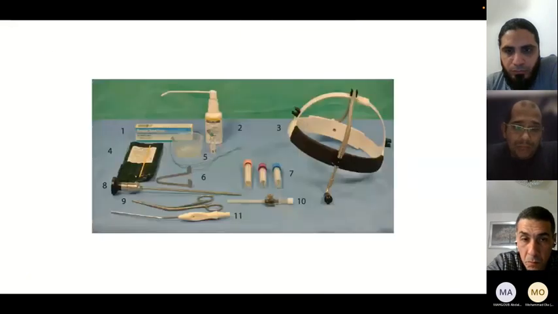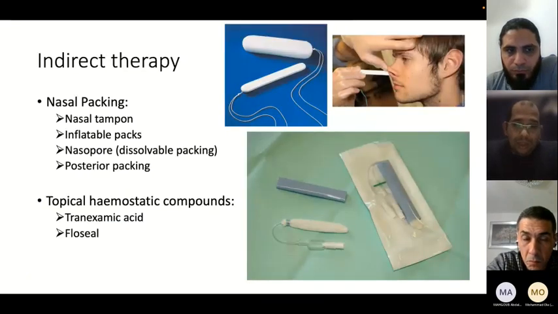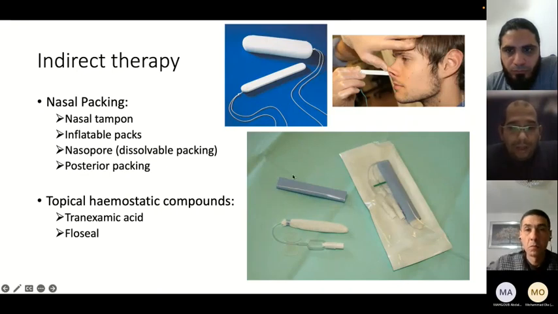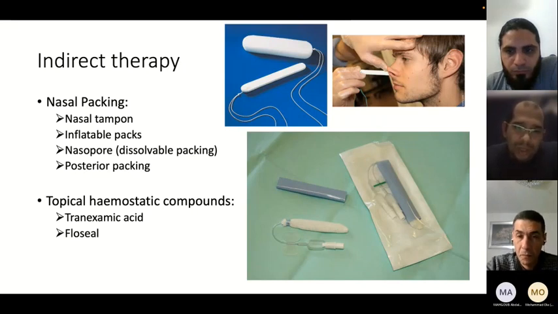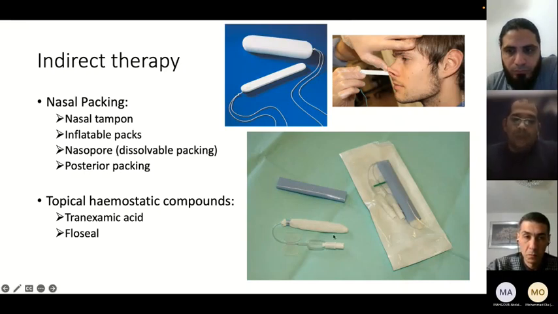If you suspect that the bleeding is a posterior bleeding, how do we use these? They should be put in warm saline before insertion in the nose. Once they are mixed with warm saline, they become soft and easily introduced inside the nose.